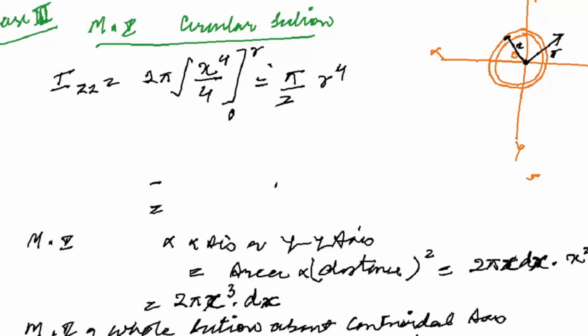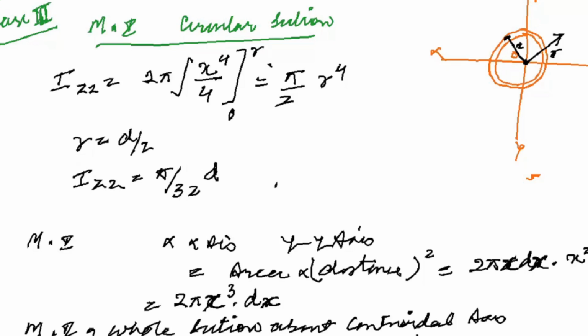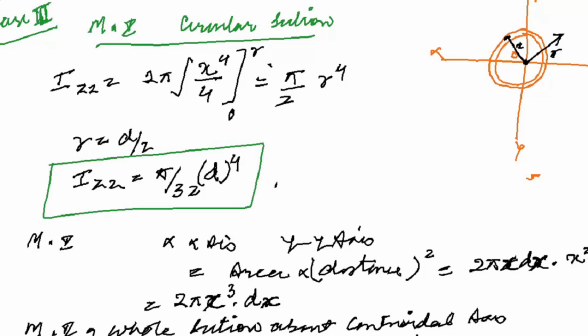And we also know that R is actually D by 2. So in order to bring it in D, your IZZ will be equal to pi by 32 D raised to the power of 4. This is your moment of inertia of the circular section about the centroidal axis, right? About the centroidal axis. This is the moment of inertia.